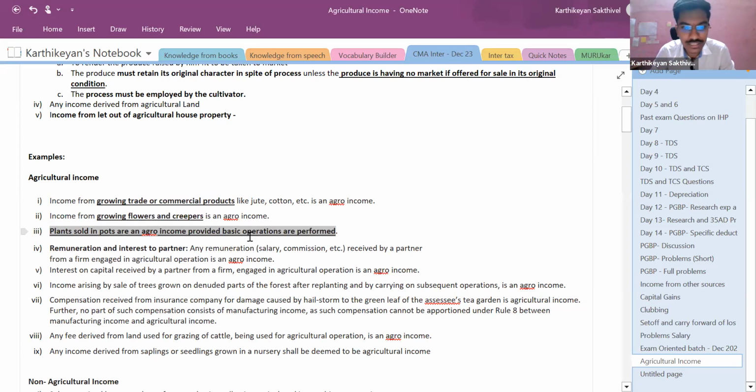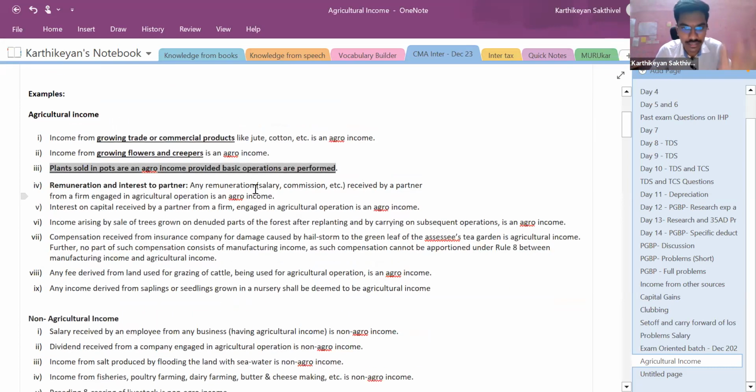So இப்போ இதுல இருந்து questions generally எப்படி கேக்குறாங்க அப்படின்னா, they'll just give you a list of items and they'll ask you to classify whether this is agricultural income or not. Okay, so we'll just see the type of question. So in the list we should have this list, remember. Next is any remuneration and interest which is paid to a partner.